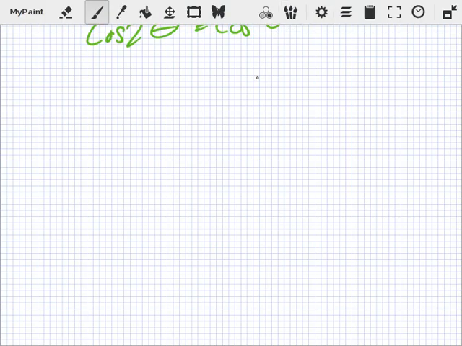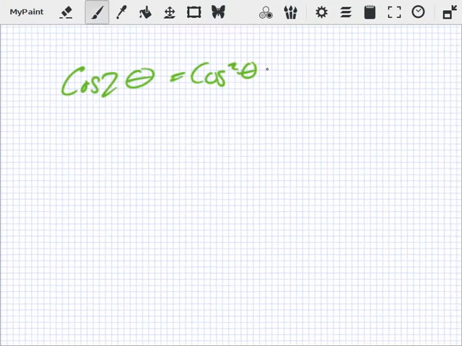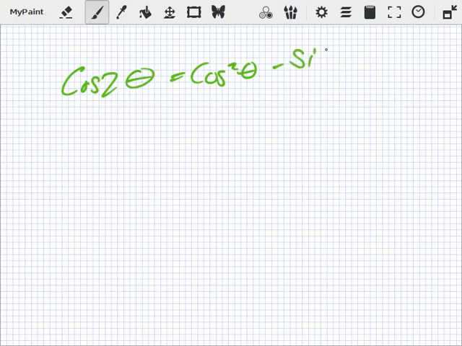Okay, right, what we got? Given that, show that. So it's a proof. And they tell you where to start. Start with cos 2 theta equals cos squared theta minus sine squared theta.